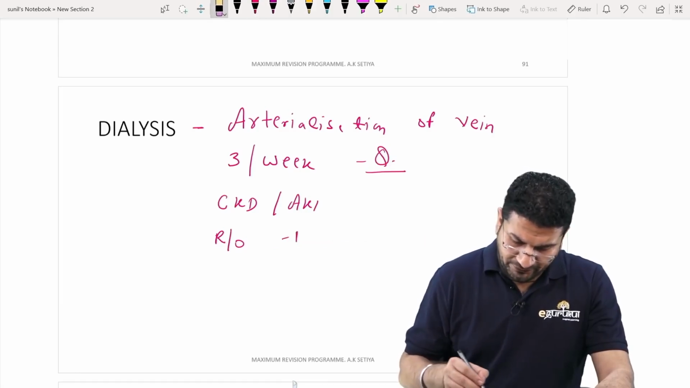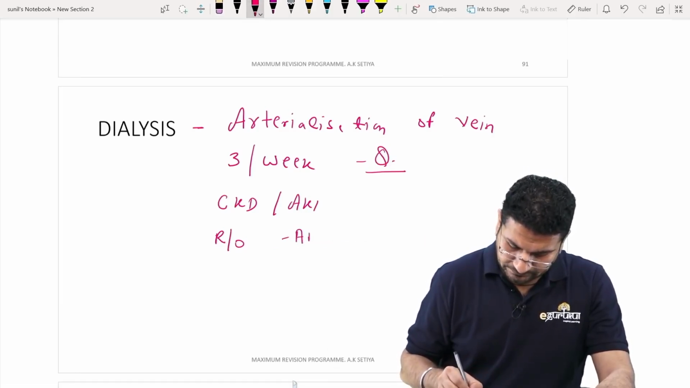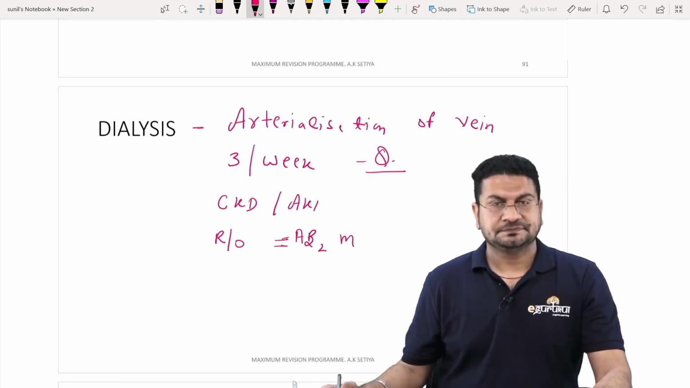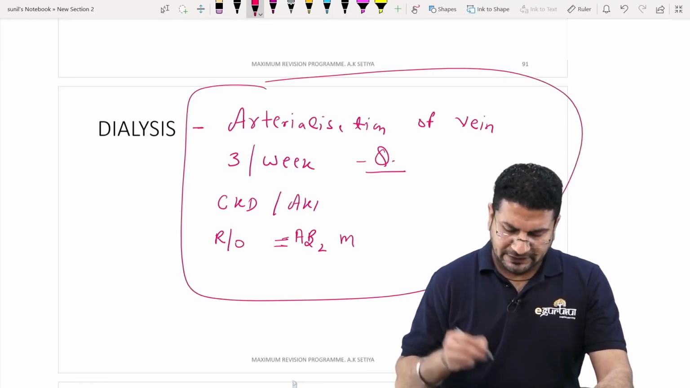There is a risk of A beta 2M type of amyloidosis with dialysis.